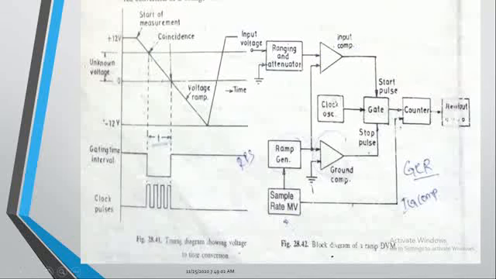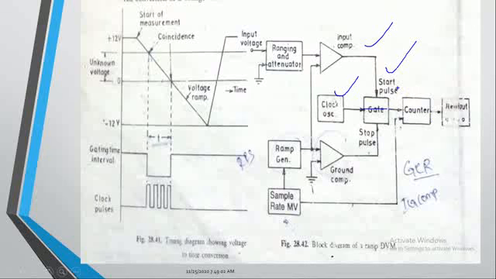This comparator compares these two signals and gives the response. Whenever these two signals have equal magnitude, it will generate one pulse to this gate to start the gate. This pulse takes the responsibility to close the switch. When this switch is closed, the clock pulses which are present here are fed as input to the counter.